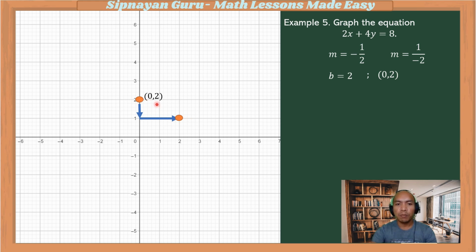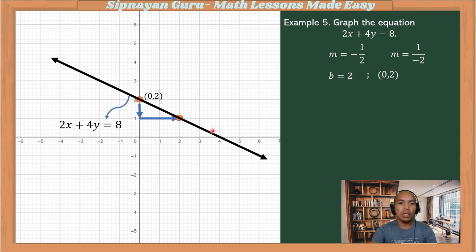So we have now the first point, and we have now the second point. Connect them. This is the graph of the equation 2x plus 4y equals 8. Suppose we are considering the second slope. Our rise is positive 1. So from here, we will count 1 unit going up.